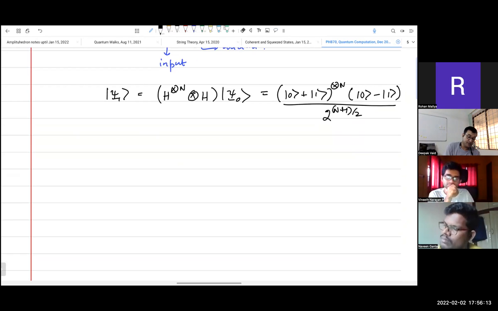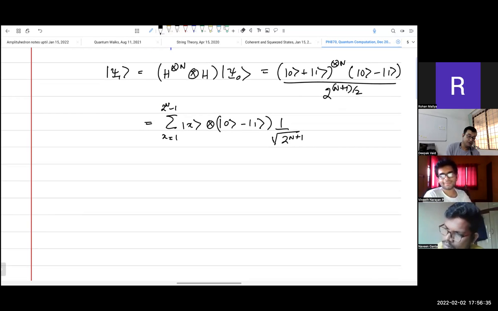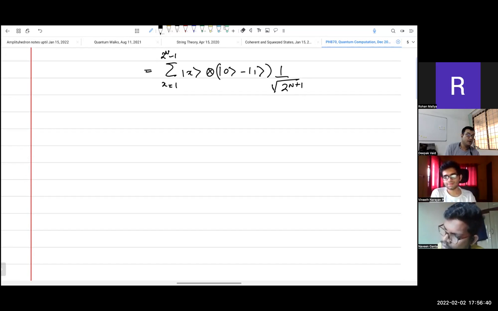So this expression can be written as follows. Using the notation that we built earlier, it can be written as sum over x, x tensor 0 minus 1, and then 1 by root 2 to the n plus 1. Right, so here we have used the notation that I introduced to you a little bit earlier. So now we apply our oracle, right? We apply the oracle to psi 1, which gives us psi 2.